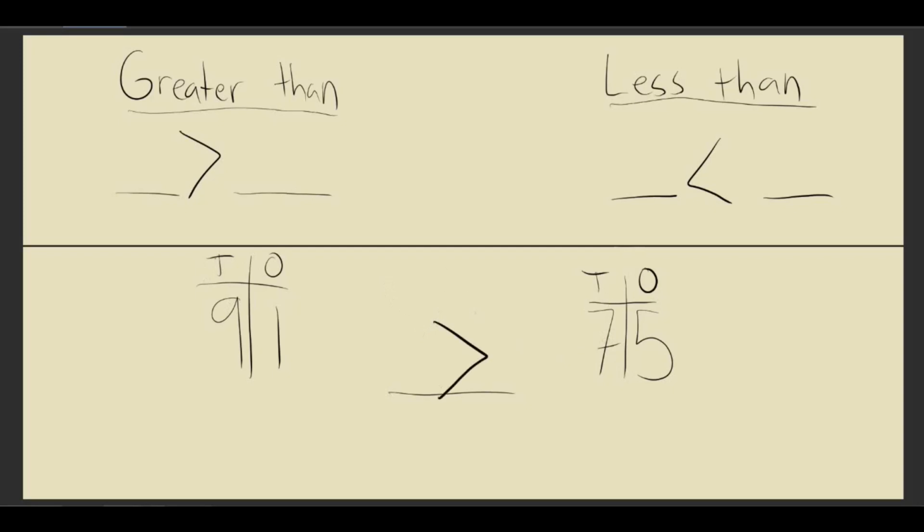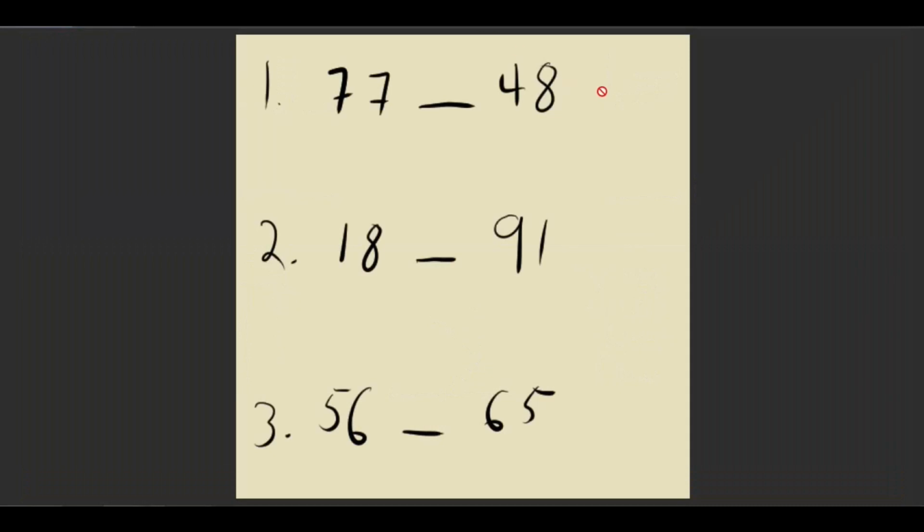Awesome. Great work. Now, let's take a look at our activities and problems for today. I have 3 problems set up. I have 77 comparing with 48, 18 compared with 91, and 56 compared with 65. I suggest that you first set up your tens and ones chart and then compare in the tens place value first. As always, if you have any questions, please feel free to reach out.